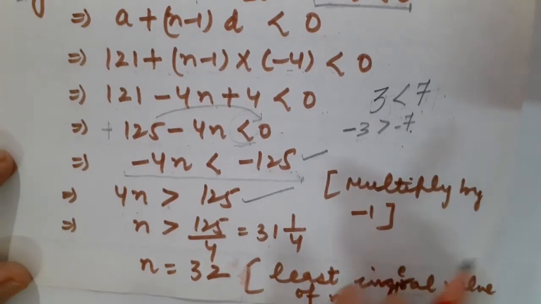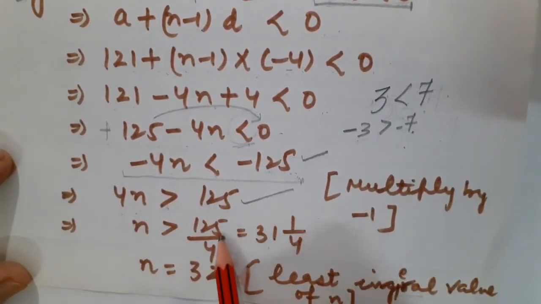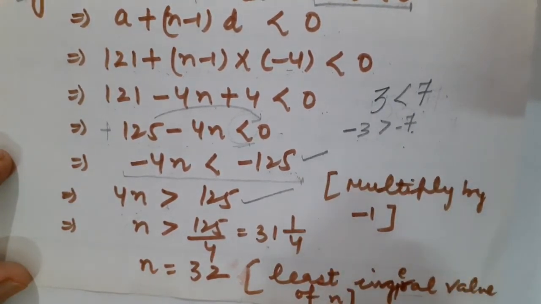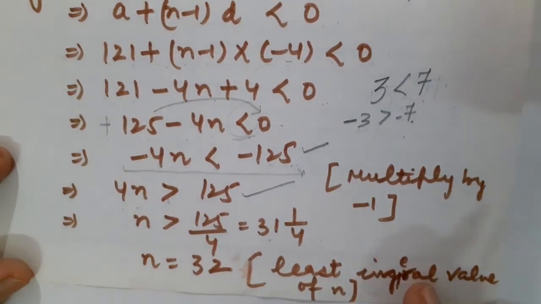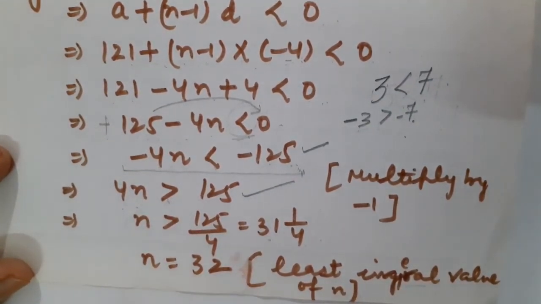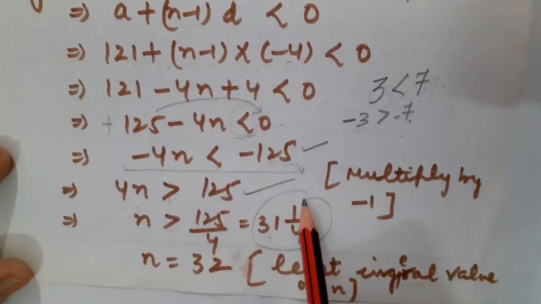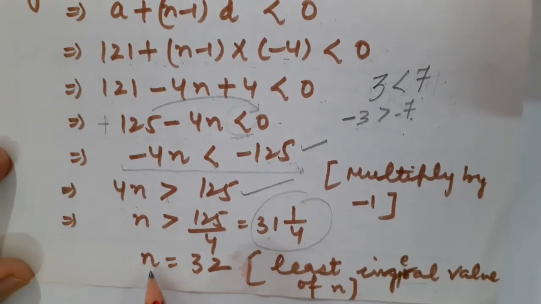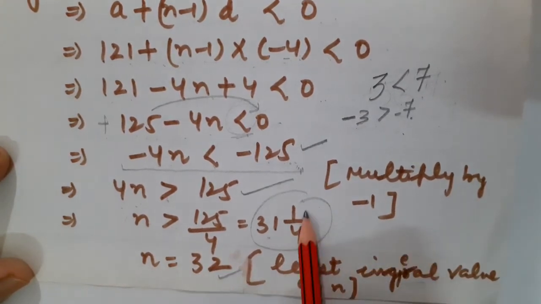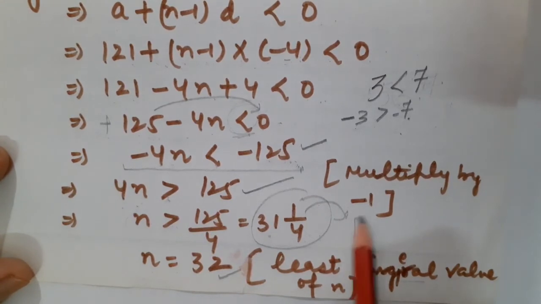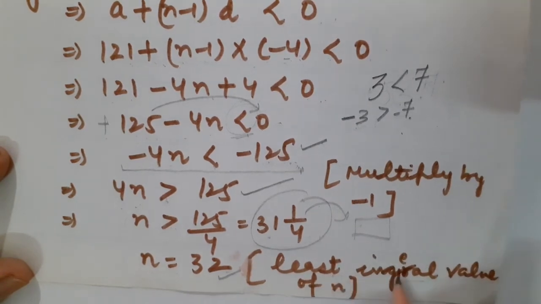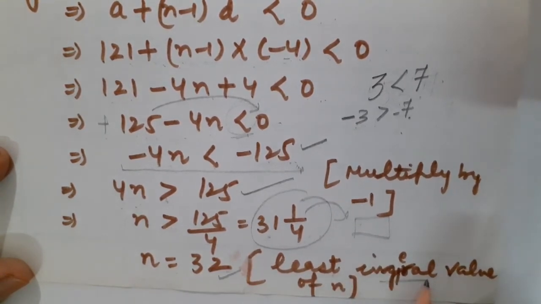Correct? So now n is greater than 125 upon 4, that is 31 whole 1 upon 4, or I can write it as 31.25 also in decimals. But children, you know that n can never ever be in decimal, it can never ever be in fraction. And what else is said? That n is greater than 31.25. So what is the value of n? n is a positive integer. Correct. So it should be n is equal to 32. The very next value I have to take, that should be an integer. Fine. So n is equal to 32. Here it is written, this is the least integral value of n. Integral is nothing but integer only.